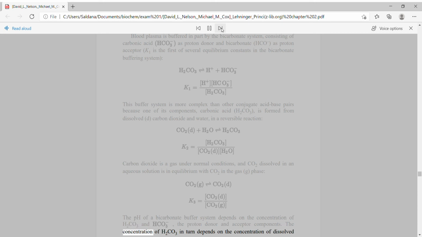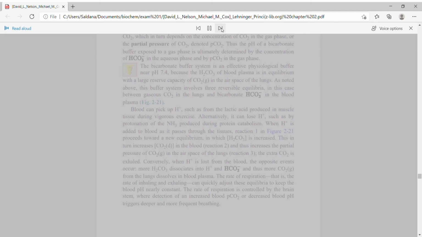The concentration of H2CO3 in turn depends on the concentration of dissolved CO2, which in turn depends on the concentration of CO2 in the gas phase, or the partial pressure of CO2, denoted PCO2. Thus the pH of a bicarbonate buffer exposed to a gas phase is ultimately determined by the concentration of HCO3- in the aqueous phase and by PCO2 in the gas phase.